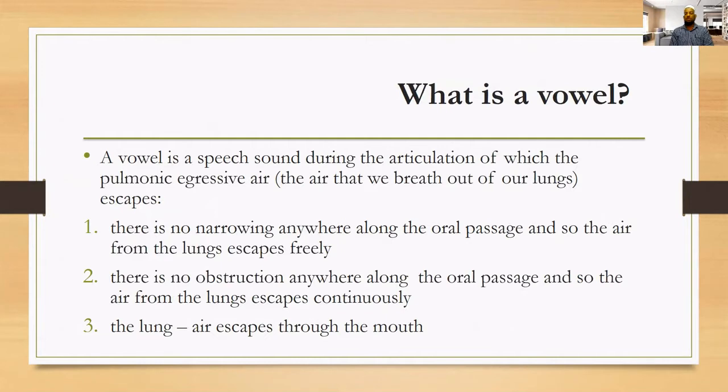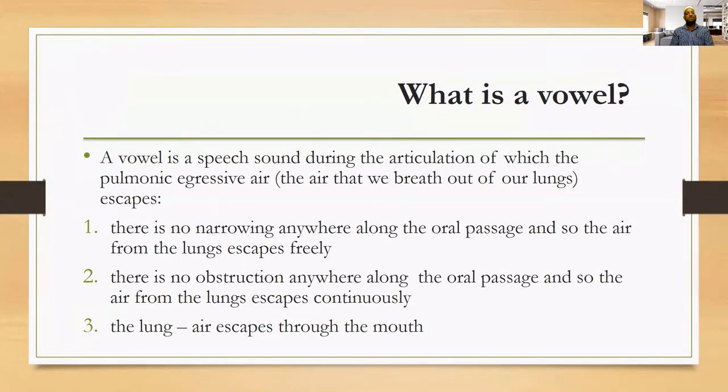So there are 3 points you should remember to consider whether it's a vowel or consonant. In a vowel, there is no narrowing anywhere along the oral passage, and so the air from the lungs escapes freely. Second, there is no obstruction anywhere along the oral passage, and so the air from the lungs escapes continuously. Third, the lung air escapes through the mouth. So you have to remember these 3 points to find out whether it's a vowel.